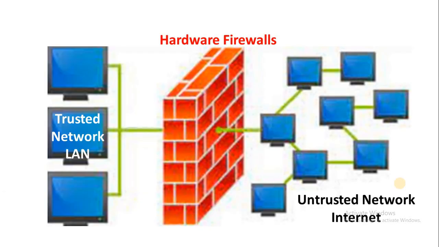Observe this diagram. At our left we have the organization internal network system that is considered as trusted network. At our right we have the untrusted network of internet, and in between, the hardware firewall that is separating both the trusted and the untrusted network.